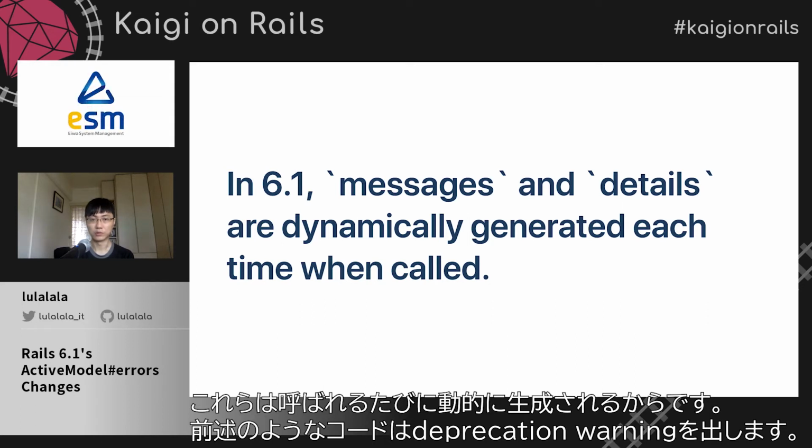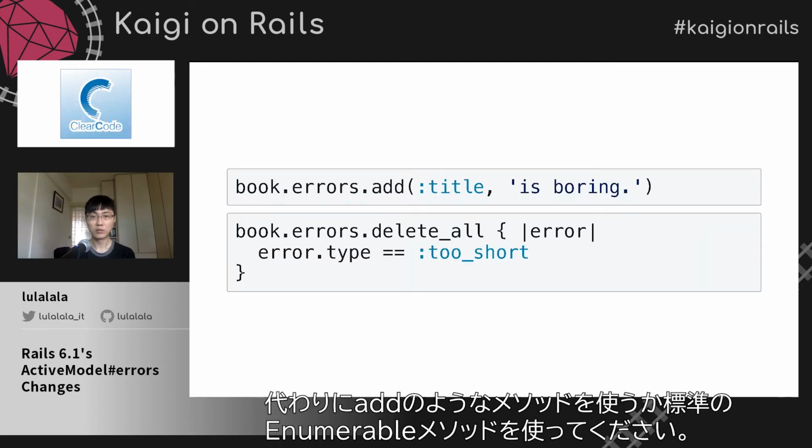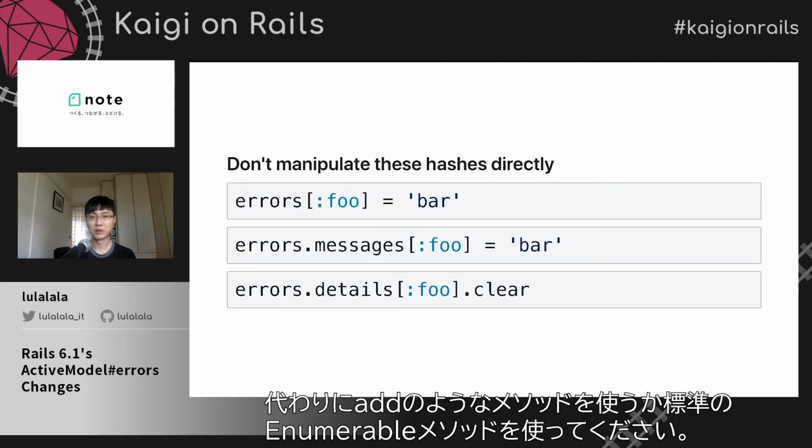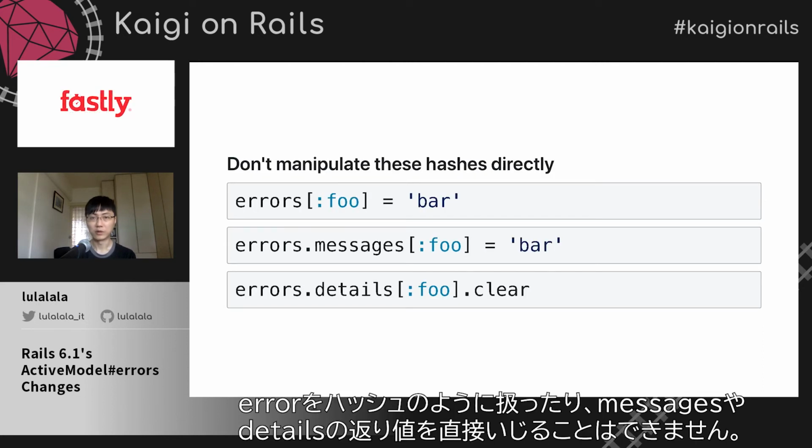So doing this would now trigger a deprecation warning. Instead, always use the provided interface, such as the add method, or the standard enumeration methods. Manipulating the following will have no effect. You can't manipulate errors like a hash, and you cannot manipulate the hash returned by the messages method. Lastly, you cannot manipulate the hash returned by the details method either.